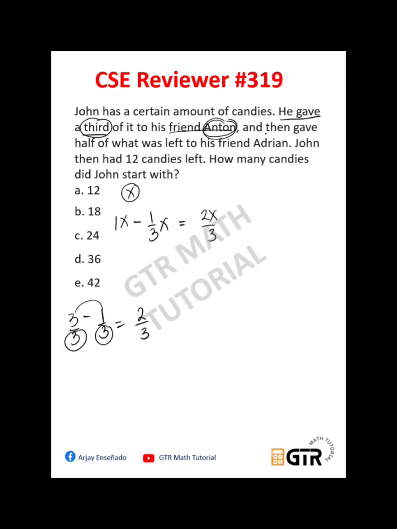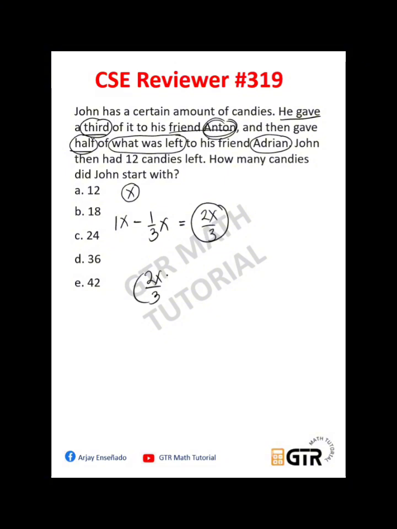And then next, he gave half of what was left. What was left is 2x over 3, or 2 thirds x. So John gave half of what was left to his friend Adrian. So we will get the 1/2 of what was left. So we will multiply this 2x over 3 by 1/2. Okay? So this will be the remaining after John gave candies to Anton and then to Adrian.